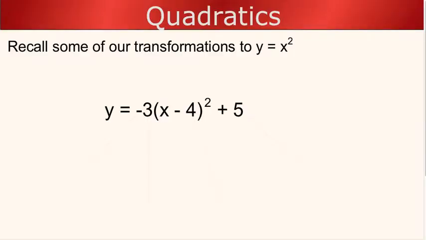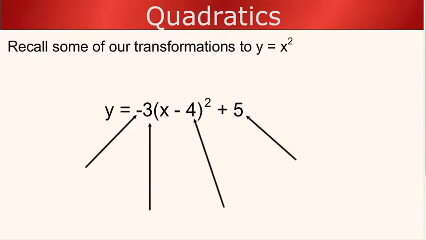So think about our quadratic. If I had our most basic quadratic, y equals x squared, if I had this new equation, this graph is a transformation of this graph. Do you remember what they mean? What do the numbers mean in terms of how the graph is transformed? Let's recap.